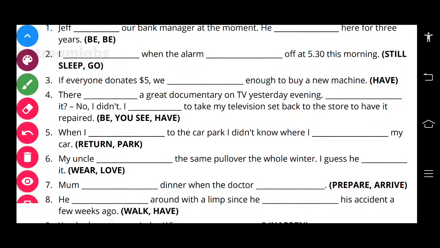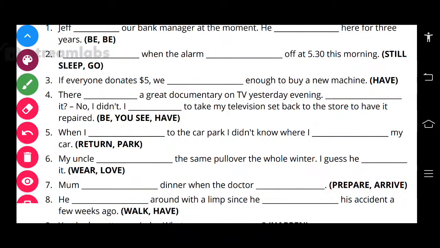You have to put some questions at the fourth example. By looking at the fourth example, you need to put 4 questions. The first question is, when it comes to "There dash a great documentary on TV yesterday evening." Up to there is a sentence. At that sentence you need to put a question to yourself.